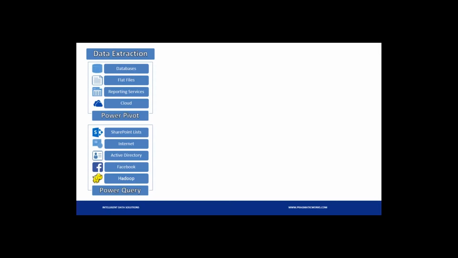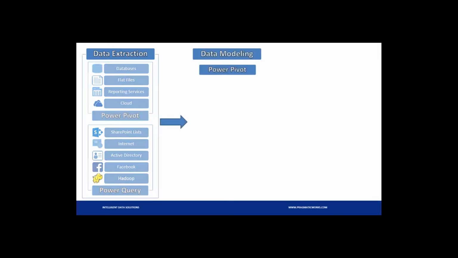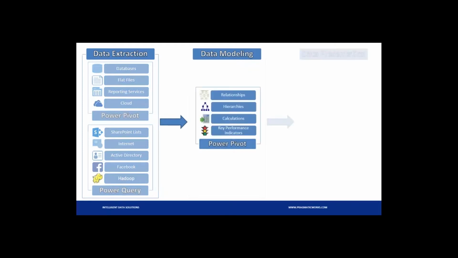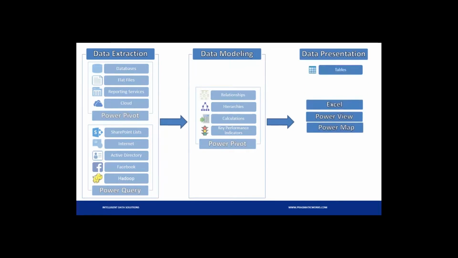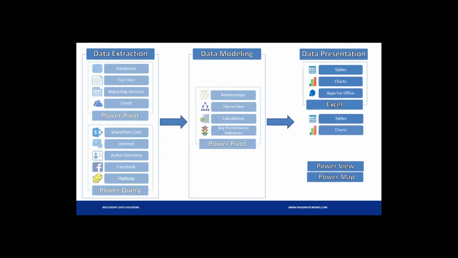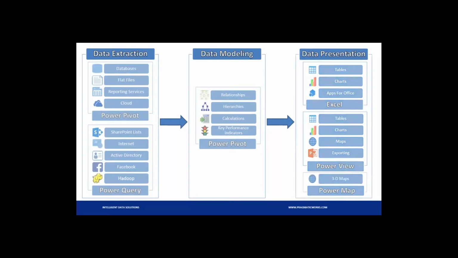You can do more advanced data modeling with Power Pivot, and after that we'll do some data presentation with things like Power View or Power Map, which is what we're going to use in this demo today. Power View can do charting, mapping and exporting of data, and Power Map is specifically for mapping and 3D maps.